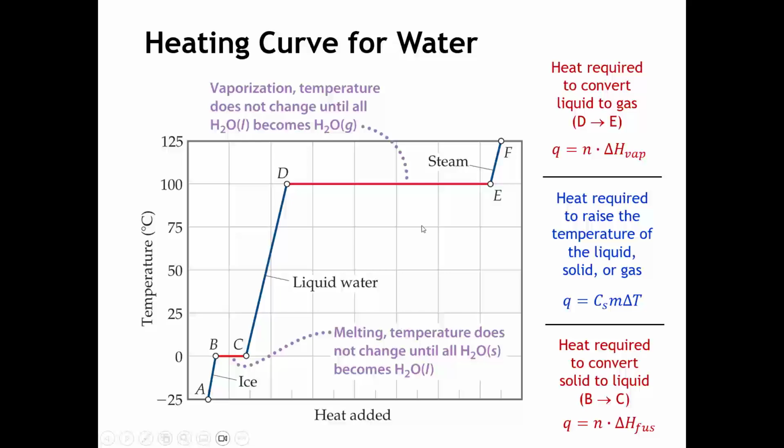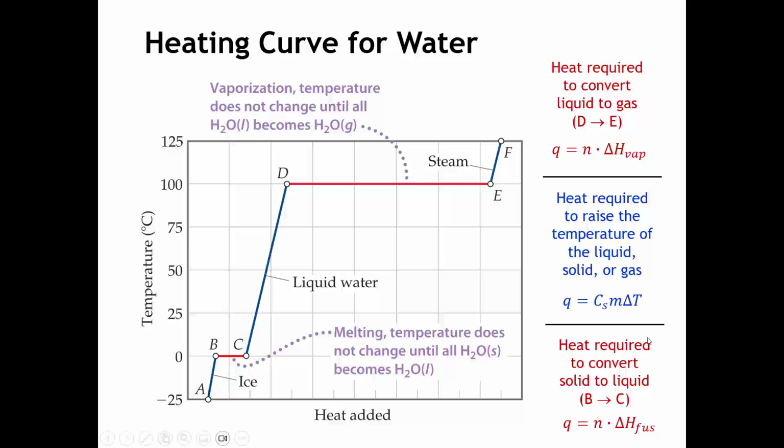Now the equations that we might use to do these calculations are either, let's say when we're on one of these blue lines, A to B, C to D, E to F, right? On those lines, the heat that goes in is just going to raise the temperature of the substance.